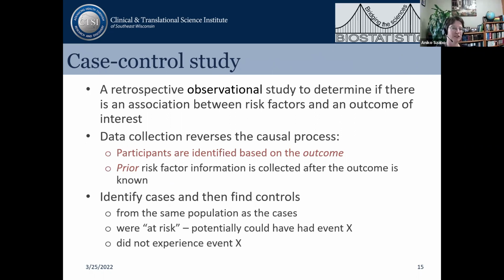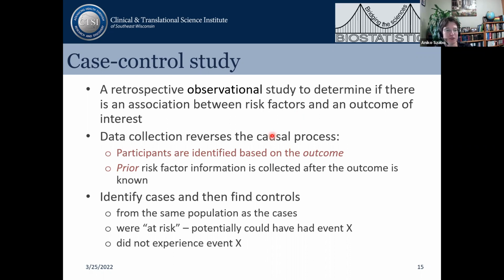So having talked about them so much, what is a case control study? It is a retrospective observational study aimed to determine if there is an association between risk factors and an outcome of interest. Okay, so it's definitely always a study of risk factors. But the key feature is that the data collection reverses the causal process. So it's kind of like doubly retrospective.